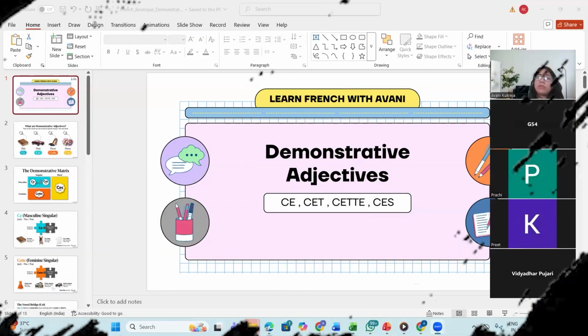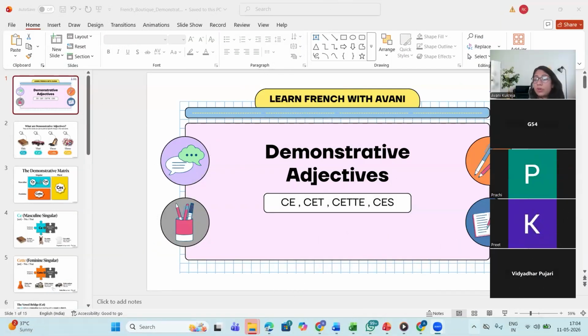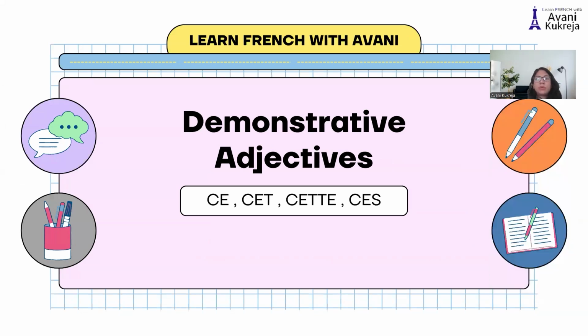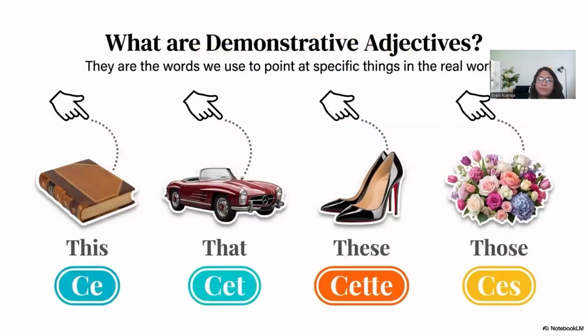Today we're going to start a new topic called l'adjectif démonstratif, which is basically demonstrative adjectives. The demonstrative adjectives of English are this, that, these, those. That's what we're going to learn in French. So let's begin. These are used when you want to specifically point out things in the real world: this book, that car, these shoes, those flowers.